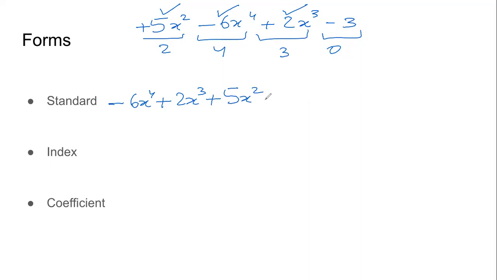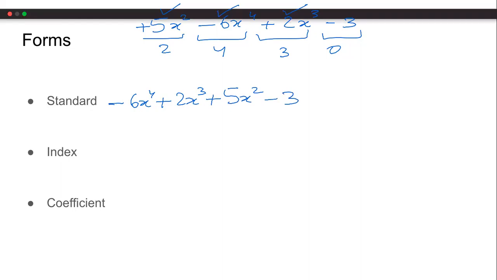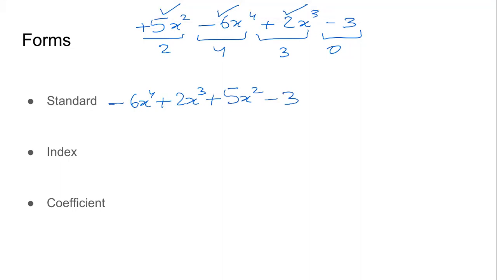Finally, we are left with 3. Minus 3, not 3, minus 3. This is called the standard form of the polynomial. So we got the standard form, and in standard form, we are writing the terms in the descending order of their power. The second step or the second form is the index form.